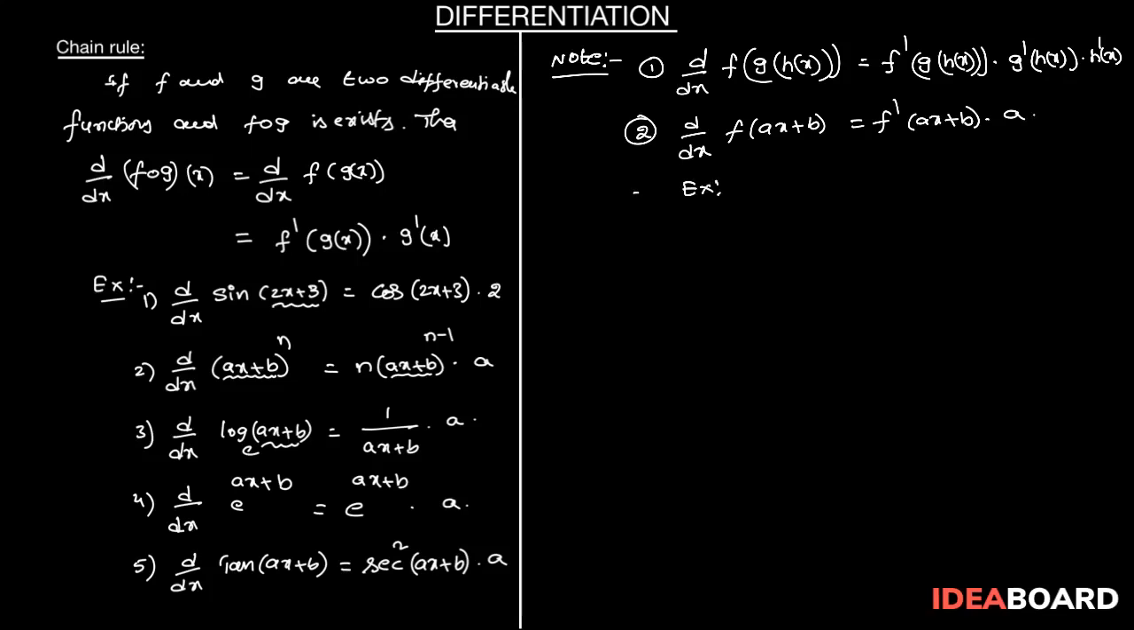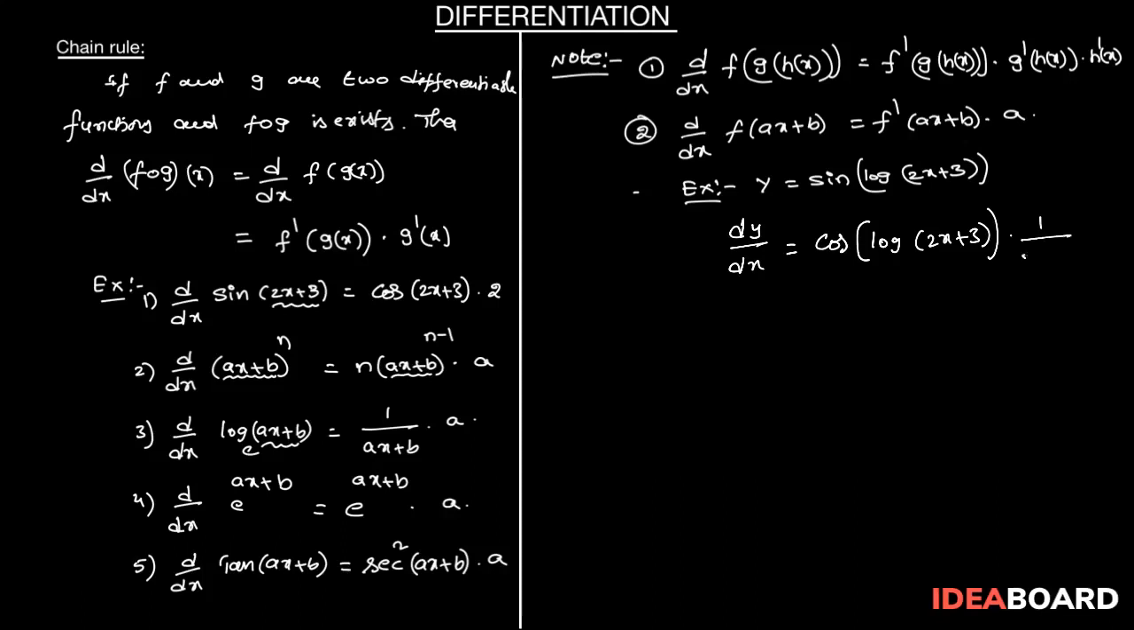One example: y equals sine of log of 2x plus 3. Here internally we have a logarithmic function and an algebraic function. Then dy by dx equals the derivative of sine, that is cos of, in the place of x, log of 2x plus 3, into the derivative of the internal function log, that is 1 by 2x plus 3, and one more internal function, that is 2x plus 3. The derivative of 2x plus 3 is 2. So the final answer is 2 into cos of log of 2x plus 3 divided by 2x plus 3.